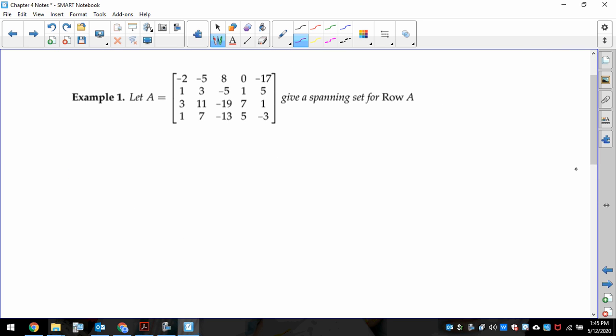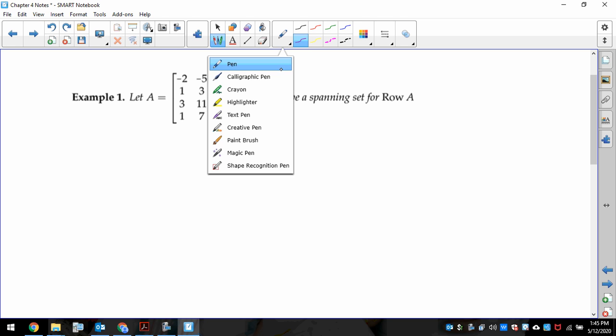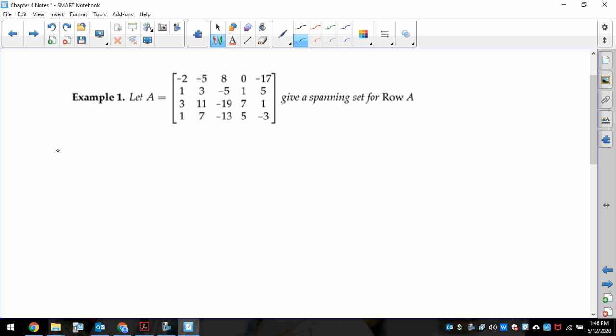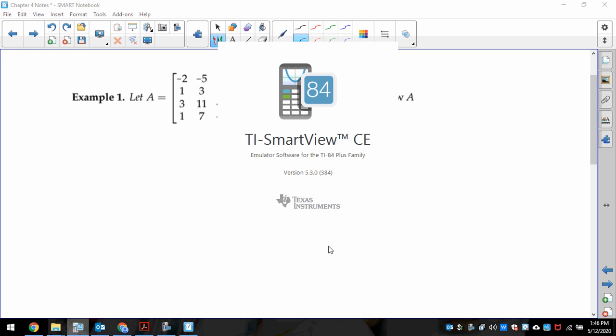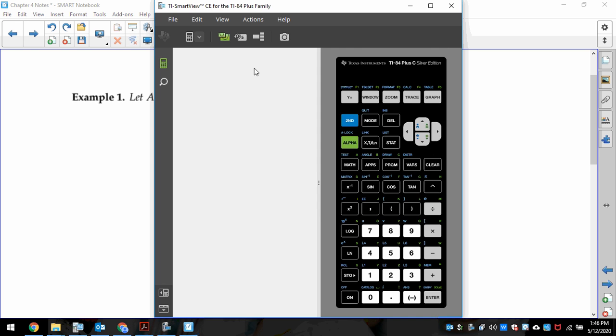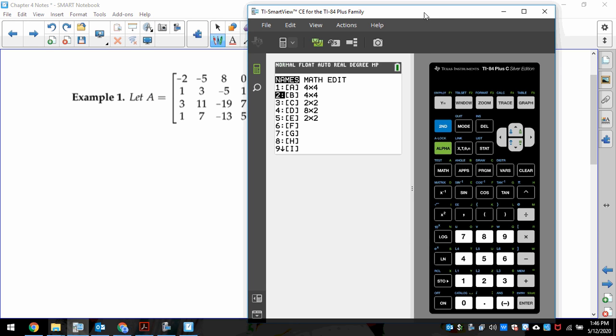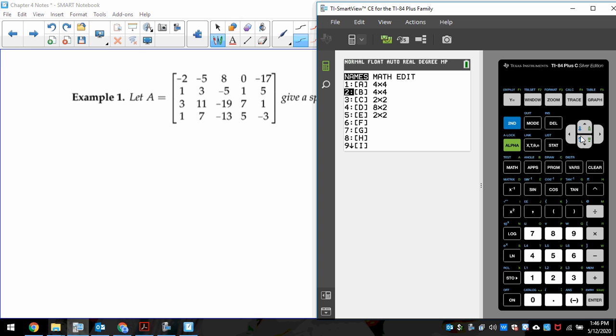So here they give us a matrix A, and it says give a spanning set for the row space of A. And so what this is going to be is just a row reduction of this matrix A. So let's go ahead and do that. Maybe we'll do this on a calculator to save a little bit of time, since we only have 45 minutes together, and because we're also recording this. So let's try to do this on our calculator. So here we'll edit this matrix. We'll make it a 4 by 5.